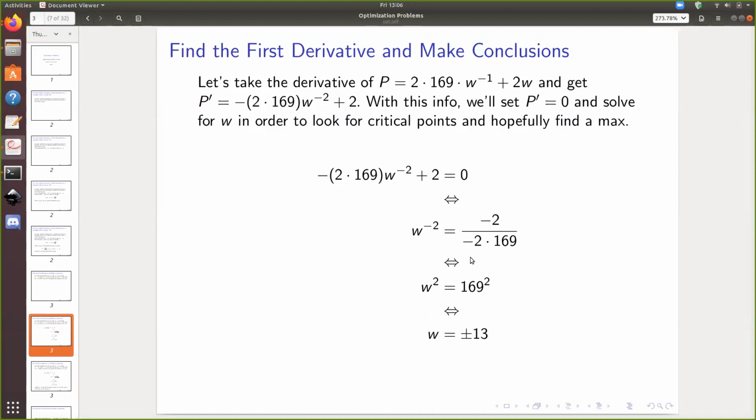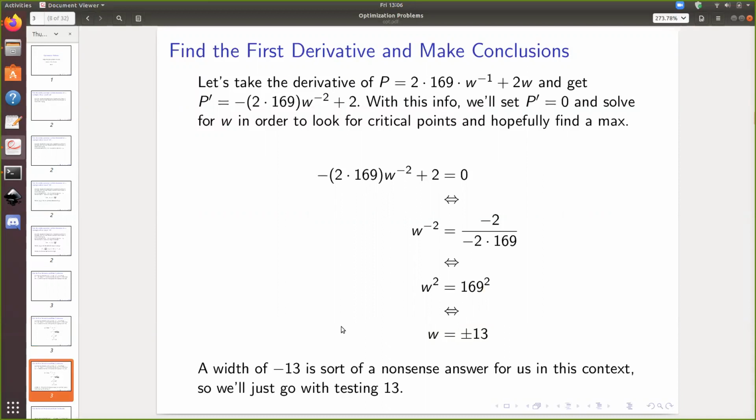169, not 169 squared, I apologize, because 169 is 13 squared, so when you take the square root of both sides, you get plus minus 13. So please ignore that too. That is a typo on my part. All right, moving on. We know that a width of negative 13 is kind of a nonsense answer given this situation, so we're only going to worry about the positive value 13.